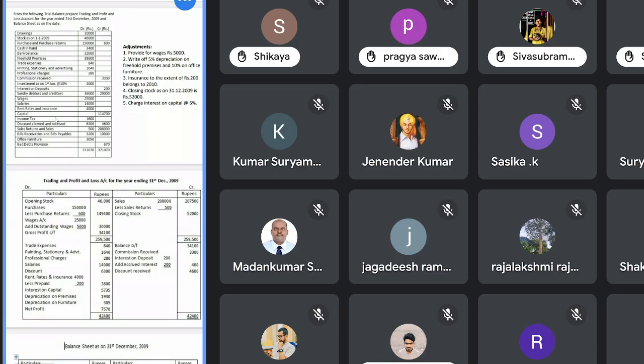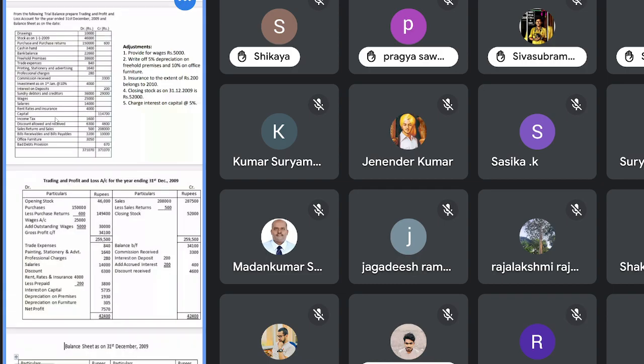Then salaries, 14,000 is given. While writing salaries, you see your adjustments, whether outstanding salary or prepaid salary. If outstanding salary is given, you have to add. If it is prepaid, you have to deduct it. Okay. Then for salaries, nothing is given.